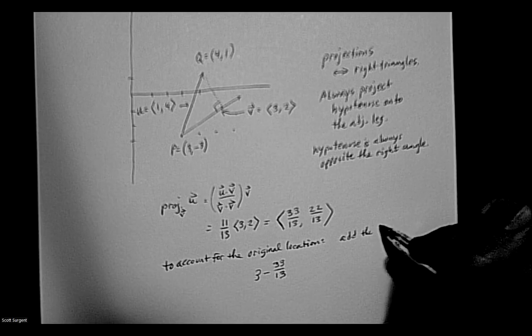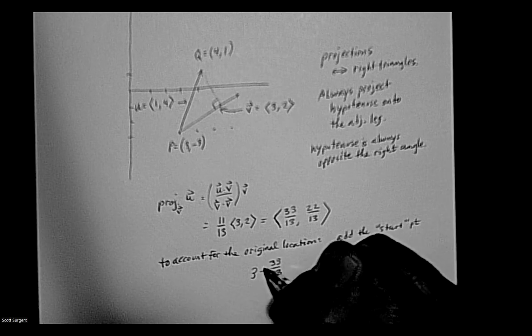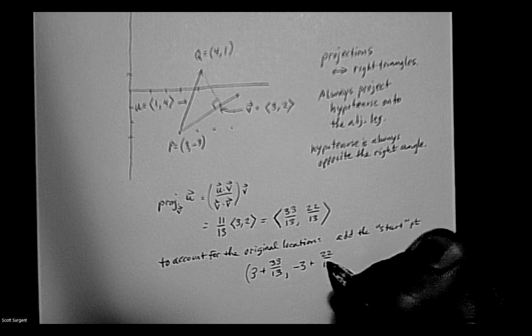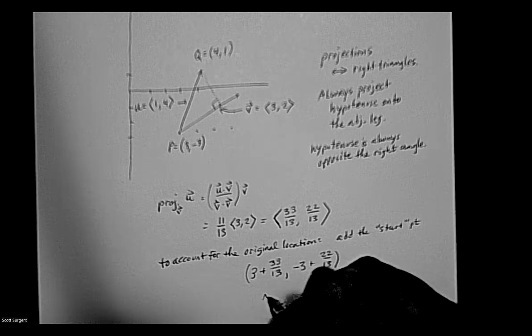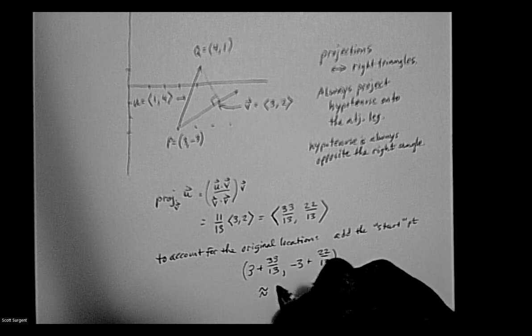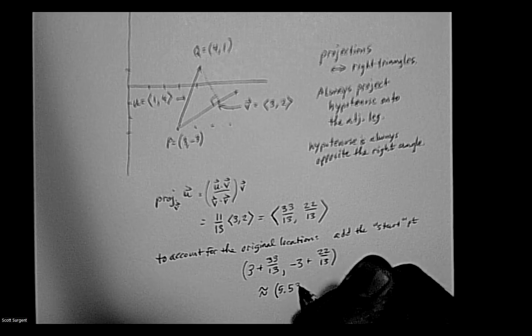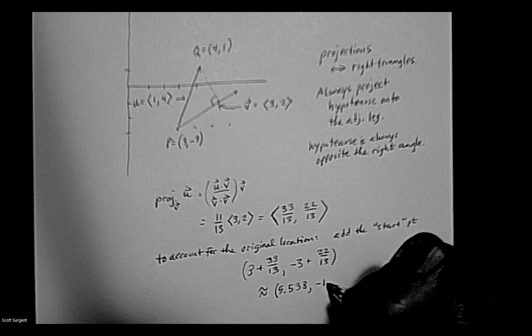We'll call it add the start point. So that becomes a plus. And then -3 plus 22 thirteenths. Now I'm going to go ahead and just work it out. 3 plus 33 thirteenths is about 5.538. Then I have -3 plus 22/13. That's about -1.308.